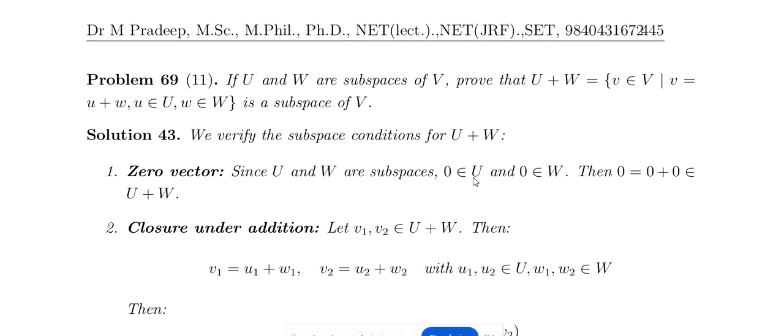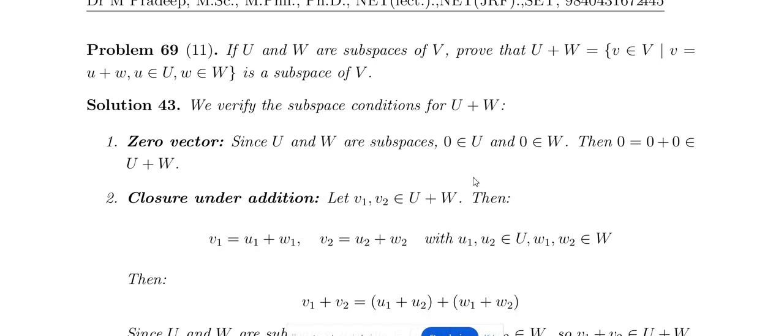And another problem: U and W are subspaces of V. Then U plus W, the collection, is also a subspace of V. So U and W are subspaces, and we have to show that U plus W is a subspace.